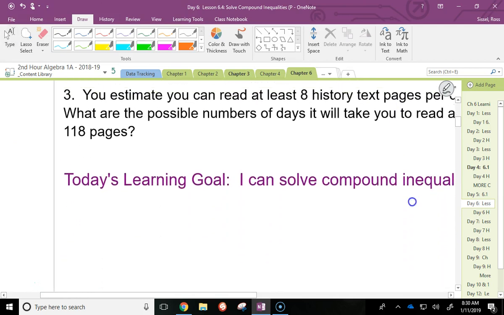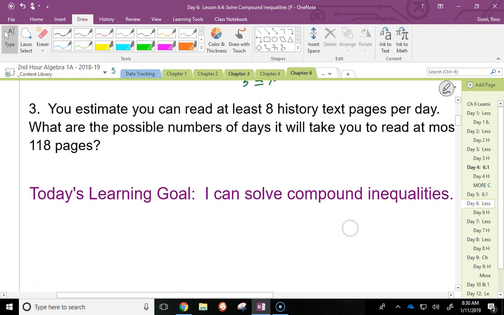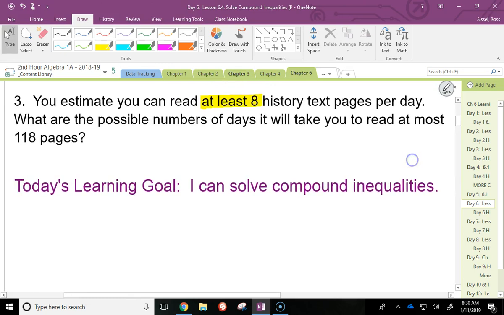Okay, let's look at a story problem. This is where we get tripped up sometimes. You estimate you can read at least 8 history text pages per day. What are the possible number of days it will take you to read at most 118 pages? I'm going to pause our video. I want you to turn and work with your neighbor. I want you to try and figure out what equation we can write for this.